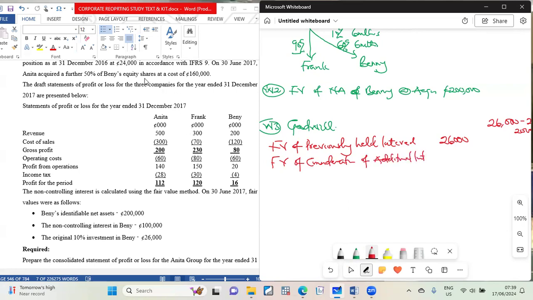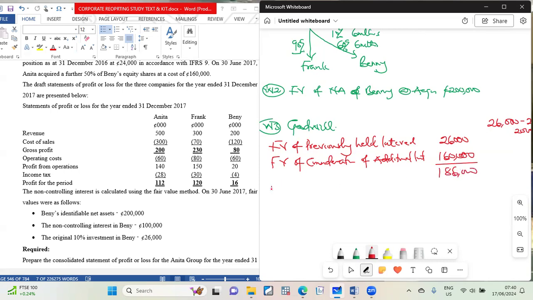We are told that the 50 that they bought, they brought it in at a price of how much? 160,000. So we are told that. Okay. So 160,000. All right. Making our total consideration to be how much? That is 186. So that is what we have. So 186.